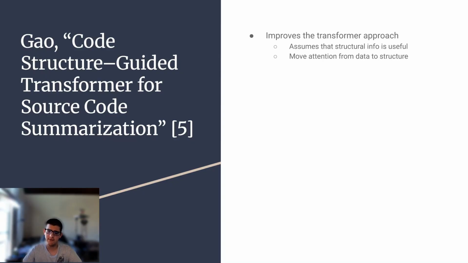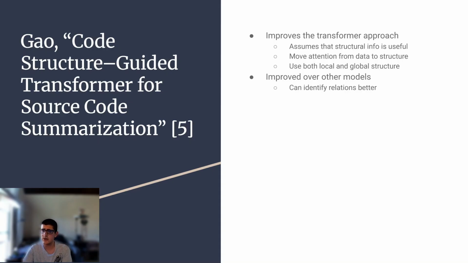So instead of having the code select what is important purely based on the data, it first gets the structural information and uses that to pay attention to the different tokens, or pay importance to the different tokens. They feed it with both the local and the global structure of the code, and they found that it is an improvement compared to other models, primarily because it can identify the relations between the different pieces of code, and it can also identify the important tokens better. So it can go, this token is really important and therefore it should be included verbatim in the comment.